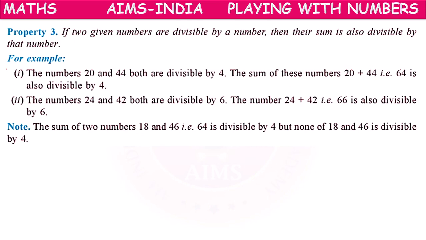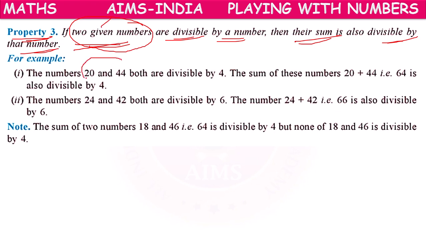So next, property 3. If two given numbers are divisible by a number, then their sum is also divisible by the same number. Means, in previous properties we have considered only one number, but in this property we are considering two numbers. Let the two numbers be 20 and 44.